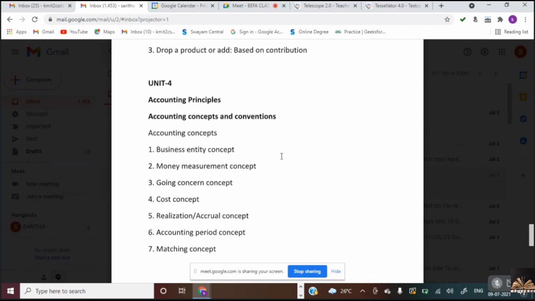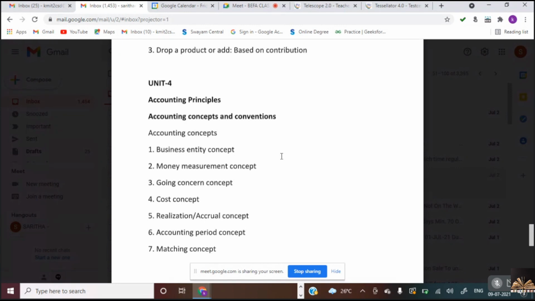joint stock company, separate legal entity. Okay, separate legal entity refers to what? The business is different, the people who run it are different, and they maintain the books of accounts in the same way. Business entity concept is nothing but they maintain the books of accounts in such a way that they create an artificial person named a company, and the company can sell the goods, purchase the goods, pay the salary, and so on. So all the transactions would be recorded in the same way.